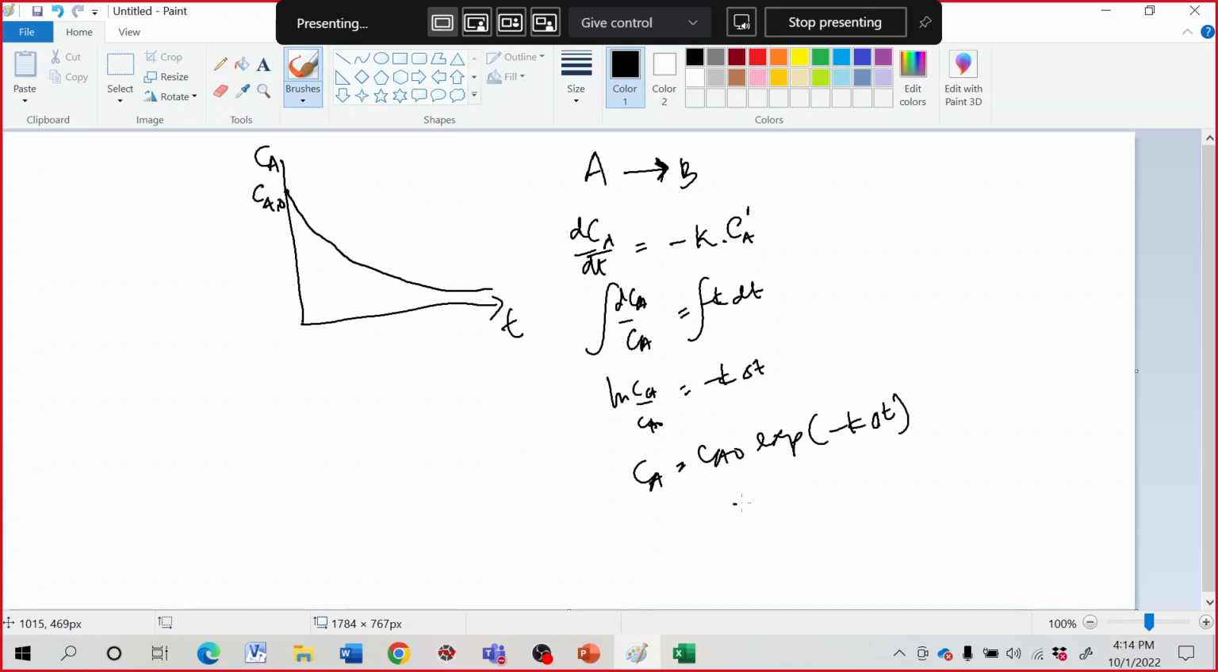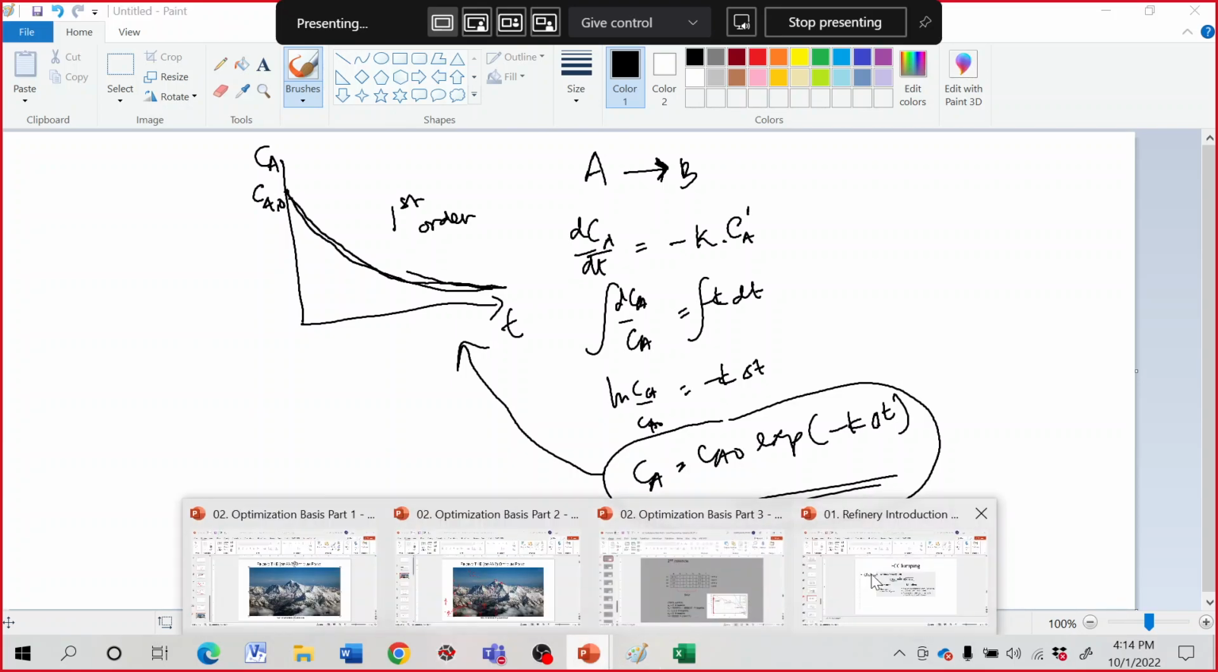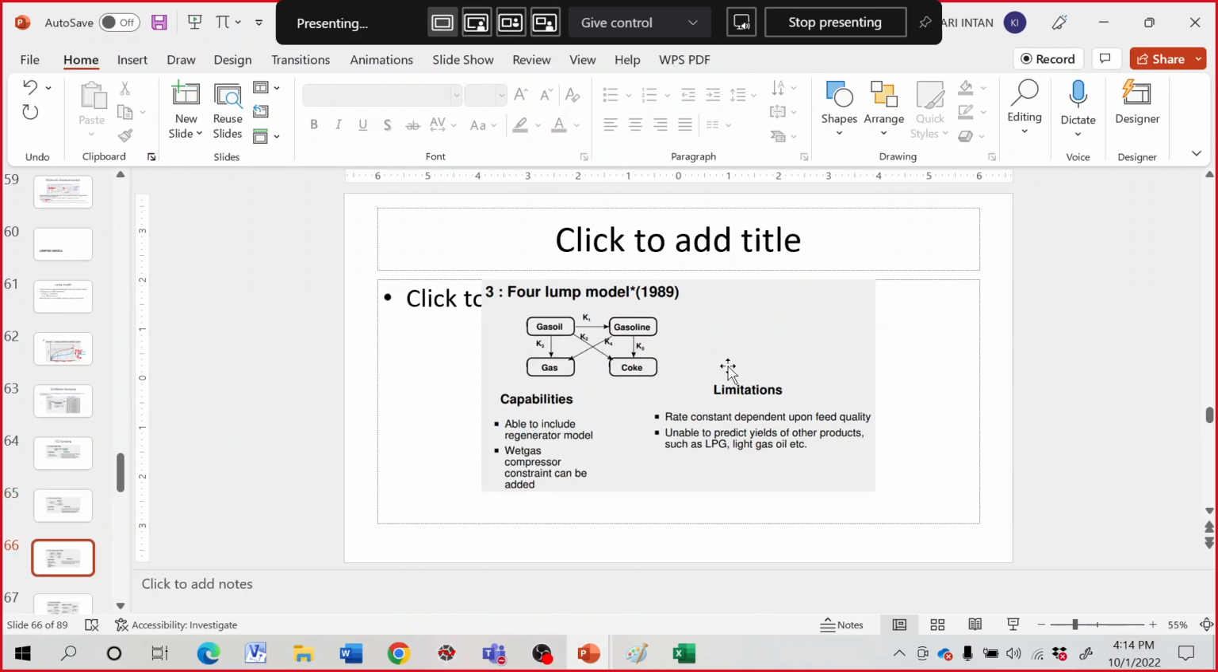Okay, so this is then our first order equation. If you put these equations into the graph, you will get this very graph. So this is what we call a first order equation or graph, whatever you want to call it, up to you. So that's basically what this is. They approach it in this manner, right? So that's this one. And then the next is that they have this 3-lump model, and then they have this 4-lump model. So they make it more and more complicated.